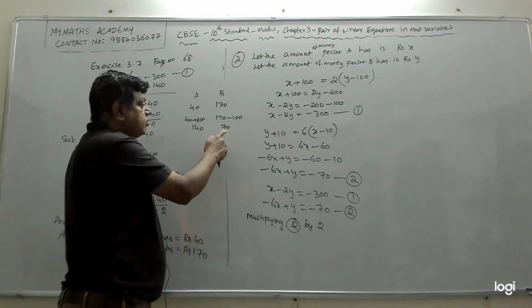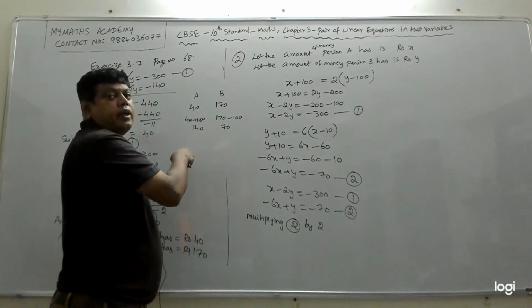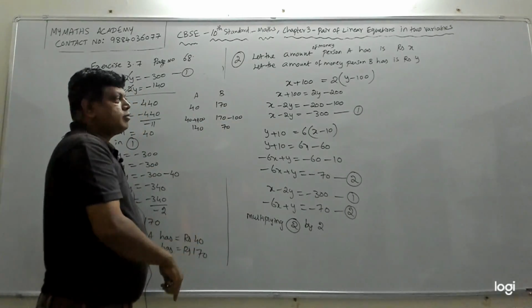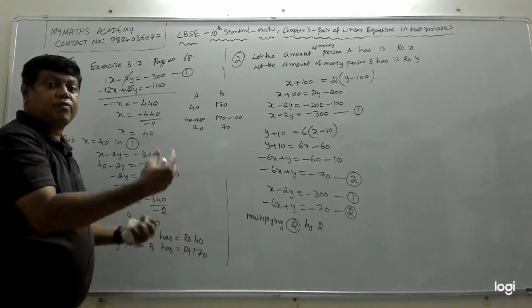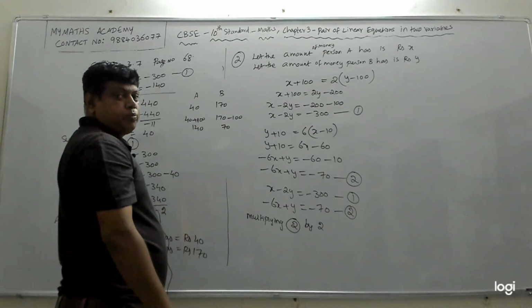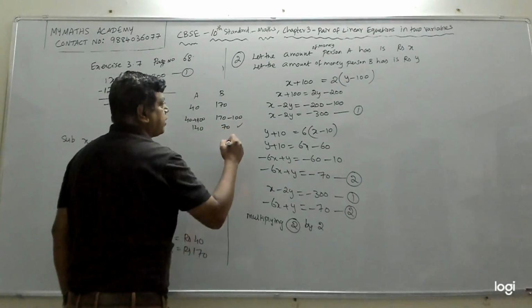2 times of B will give you A. So A equal to 2 times B. That's why we wrote that. A is equal to 2 times B's money after B gives 100 rupees to A. So the first condition is satisfied.